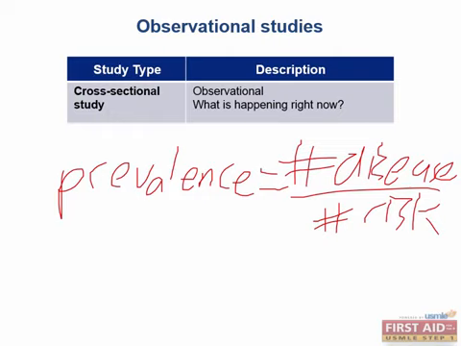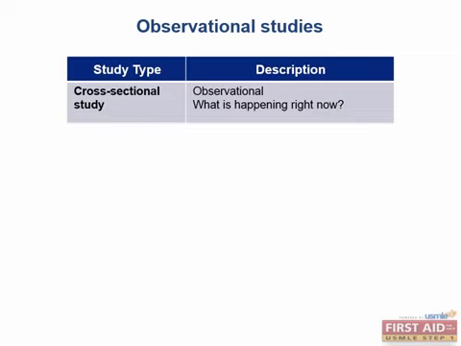An example of a cross-sectional study would be looking at smokers versus non-smokers and their frequency of peripheral vascular disease. Here, you're collecting data in the present moment to assess the frequency of peripheral vascular disease within a group of smokers versus a group of non-smokers.